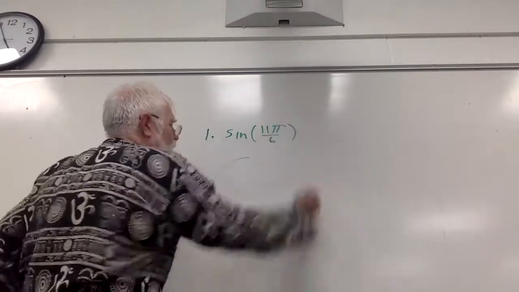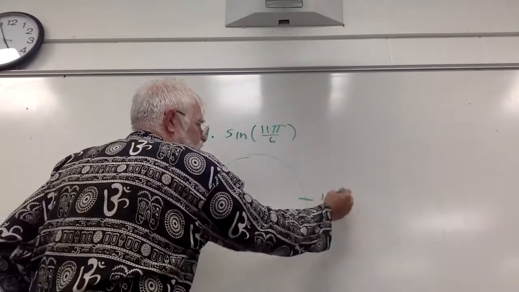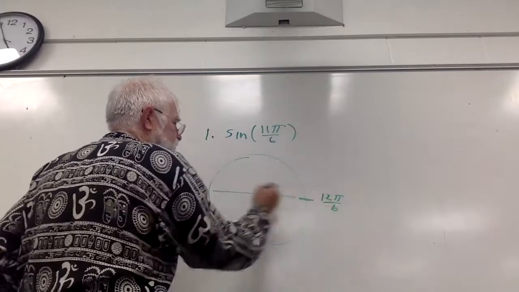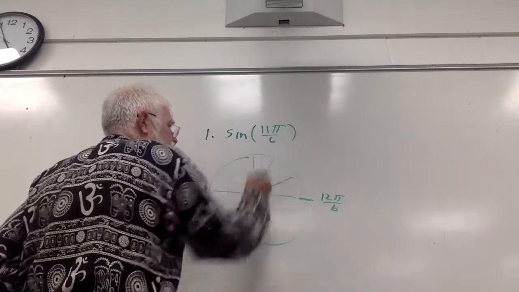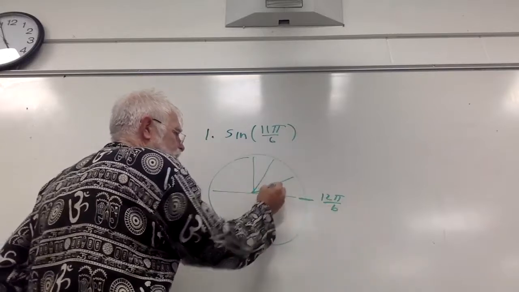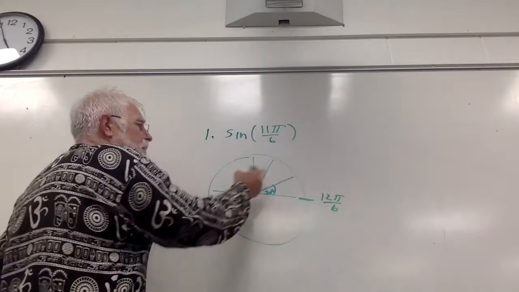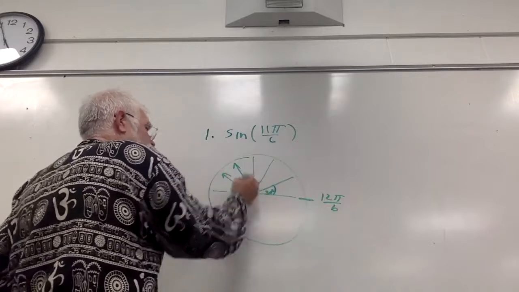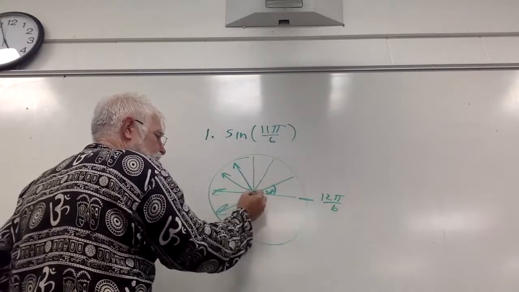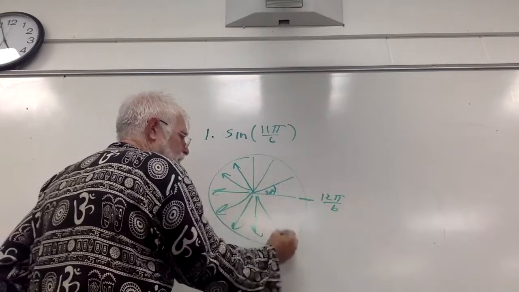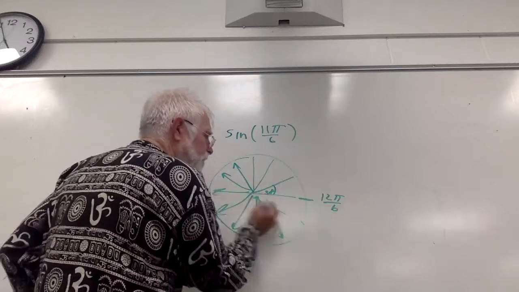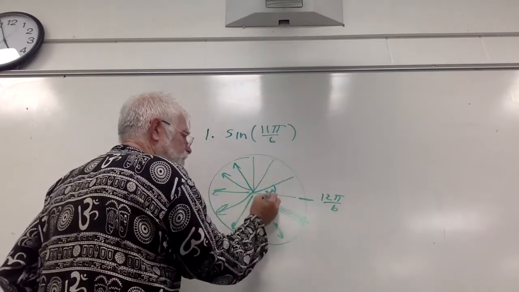All right, I know that 12 pi over 6 is over here. You've got 6 chunks of 6. Good drawings get good answers. So a chunk of pi over 6 is 30 degrees. There's 3 there, 4, 5, 6, 7, 8, 9, 10, 11 is over here. Okay, and that's 30 degrees.